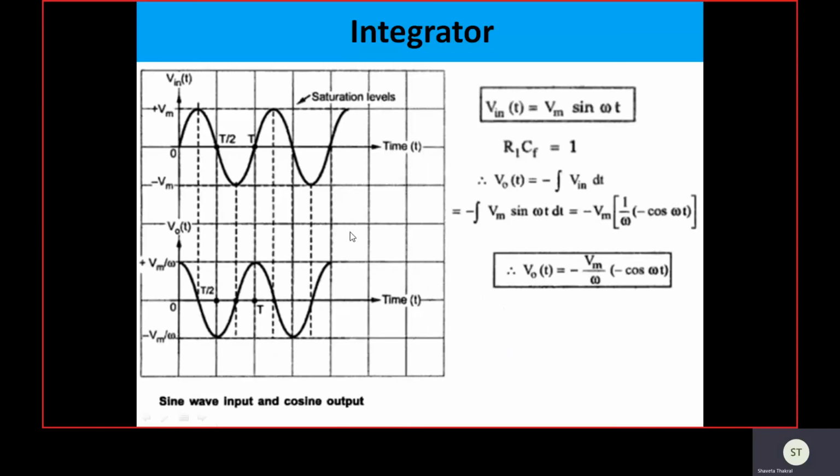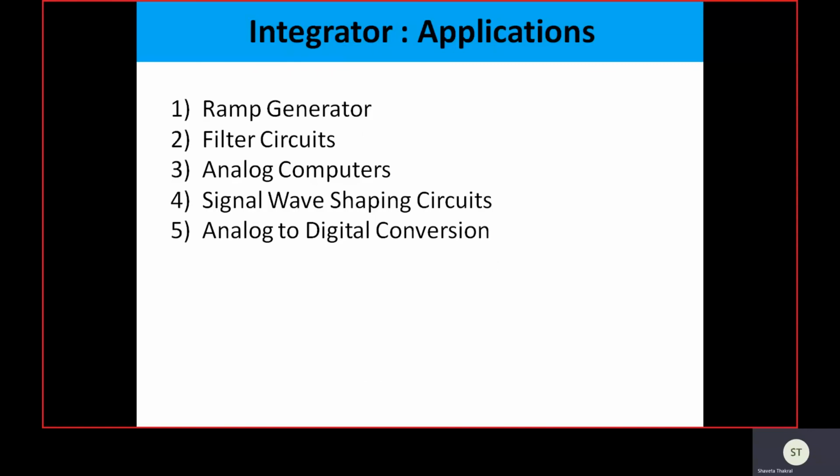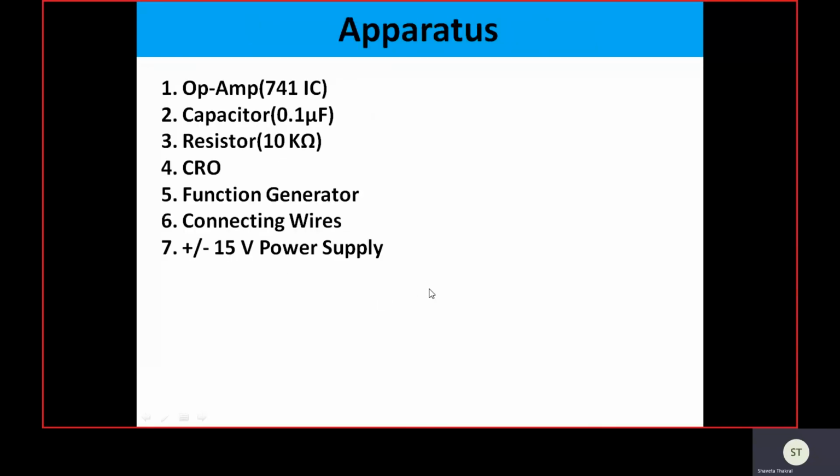And if we are giving the sinusoidal signal as input signal, if we are taking integration of this signal, we get the cosine waveform. So when we are applying the sinusoidal signal to integrator, we get the cosine waveform as output. The few applications of integrator are, it can be used as a ramp generator, filter circuit, analog computer, signal wave shaping circuit, and the analog to digital converter.